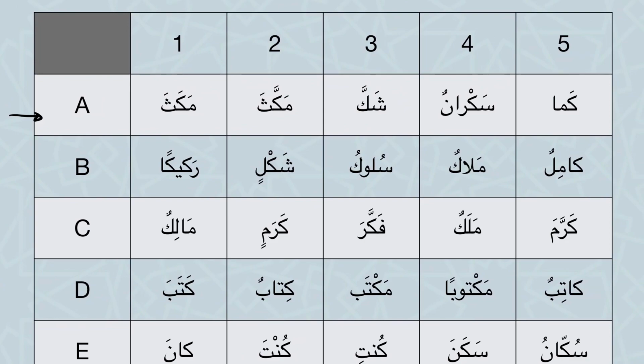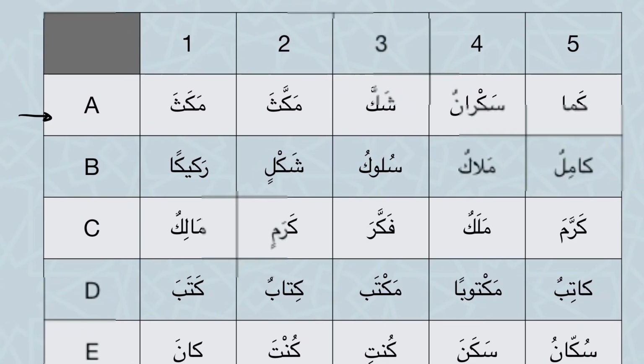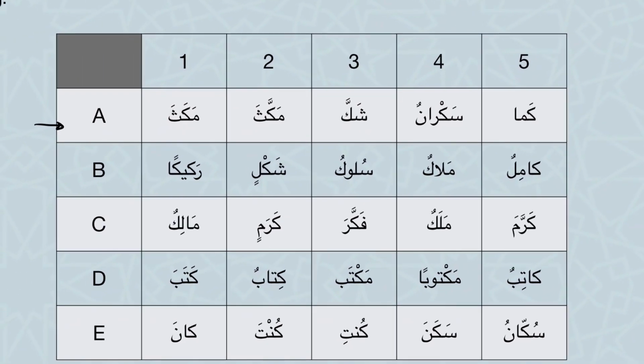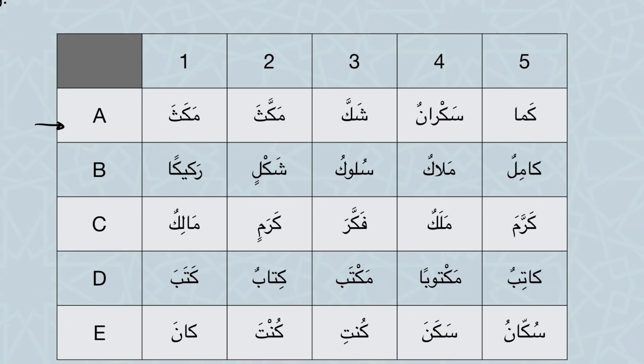It's row A, start from 1 to 5, please. مكث. مكث. شك. أها. سكران. كما. Perfect. Perfect. I would not expect anything less. So, thank you very much. Yes, it's discussions. It's the room above the hall. You're most welcome.